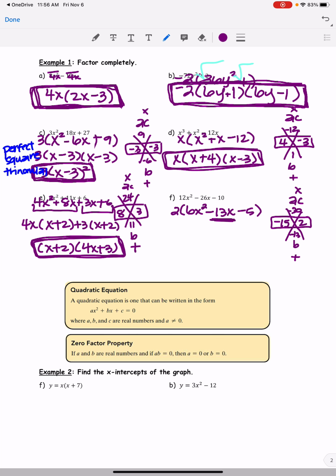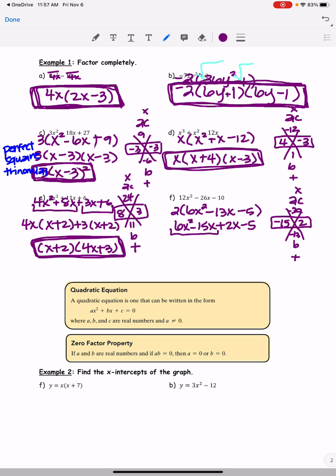Let's rewrite this middle term. Because this is a hard one, I can't just go to x minus 15 and x plus 2. So I've got 6x squared minus 15x plus 2x minus 5. Again, we didn't change this, right? If I combine like terms, I'm up to my original. So now, factor by grouping.